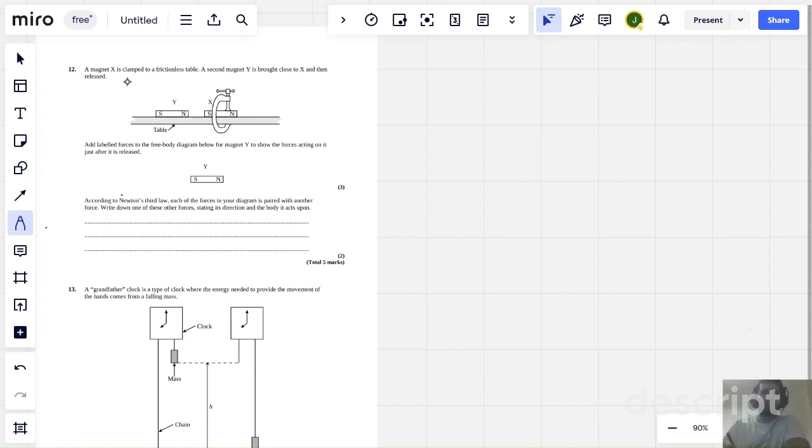So the question is, a magnet X is clamped to a frictionless table. A second magnet Y is brought close to X and then released. Add labeled forces to the free body diagram below for magnet Y to show the forces acting on it just after it is released.